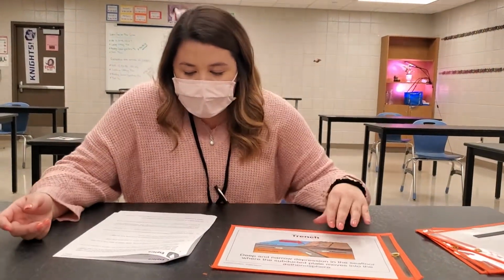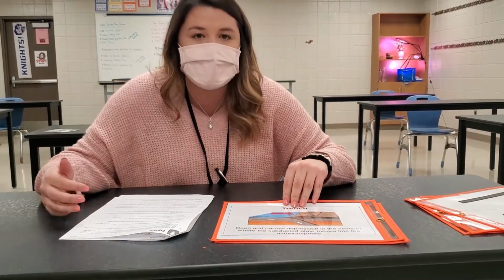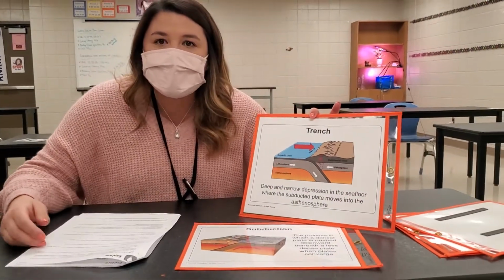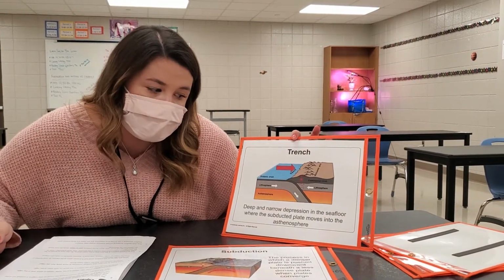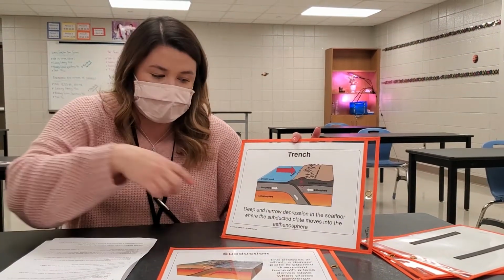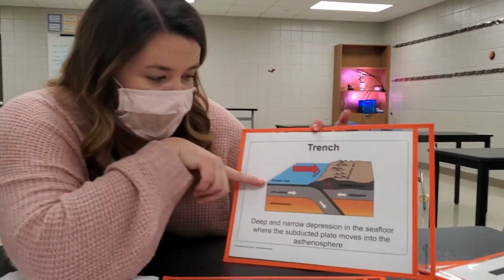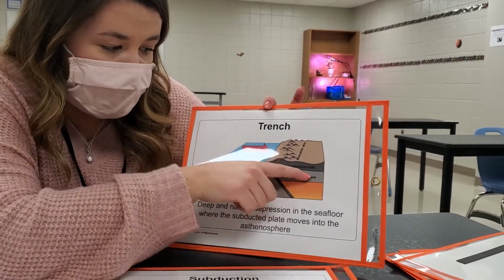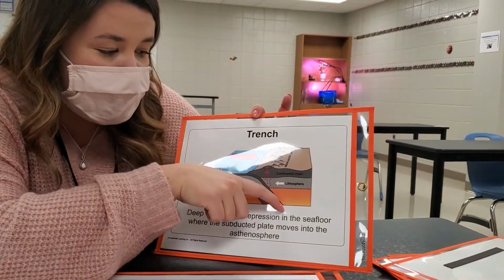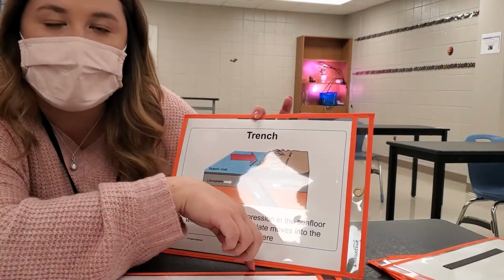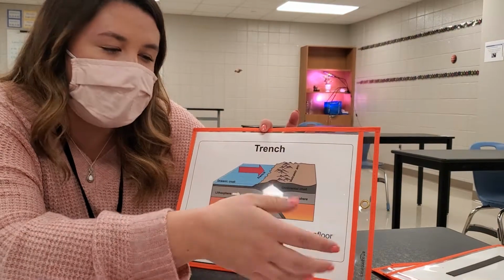Number 5, what will happen to the oceanic crust that is pushed down at the trench? Is crust formed, or are we recycling at trenches? So a trench is a deep and narrow depression in the seafloor where the subducted plate moves into the asthenosphere. So here's our trench. Here are our 2 tectonic plates moving in, and one is going under the other one. So when the ocean floor goes back into the trench and goes all the way down to the bottom, back into the core, what is happening to that magma? Is it getting recycled, or what's happening?